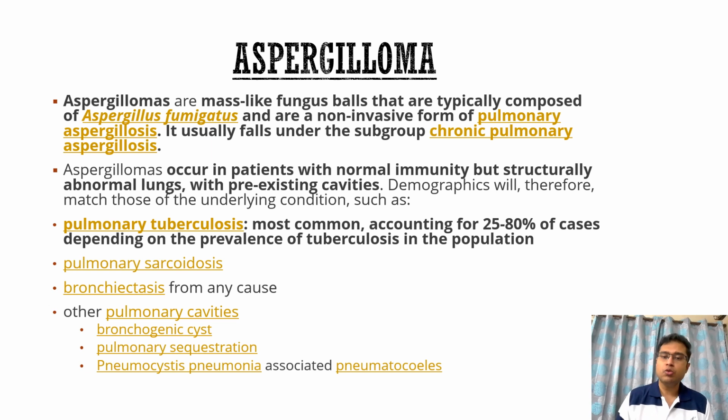So TB is the most common, accounting for 25 to 80% of the cases depending on the prevalence of TB in the population. Other than that, it can be pulmonary sarcoidosis as well as bronchiectasis from any other cause.